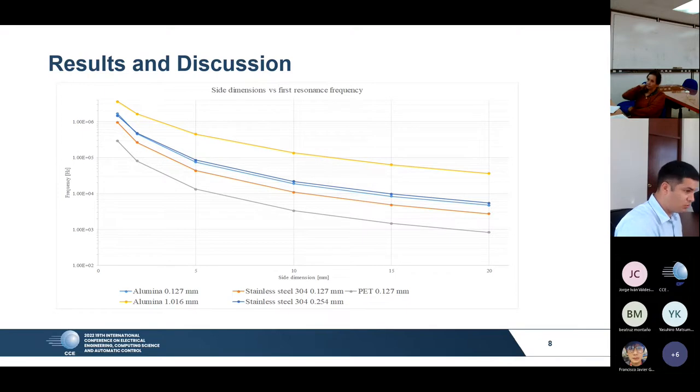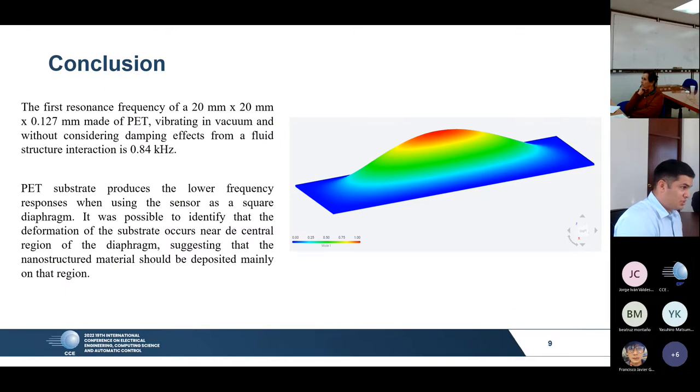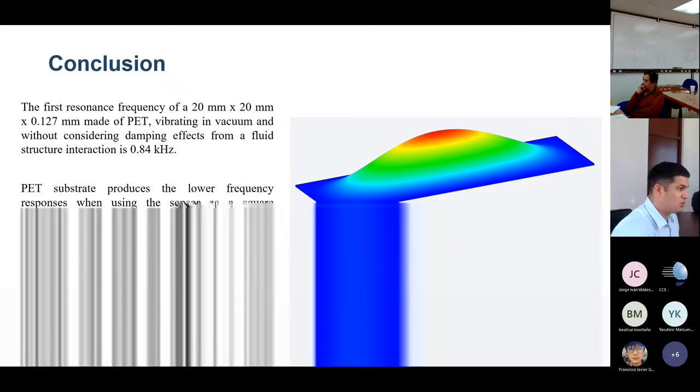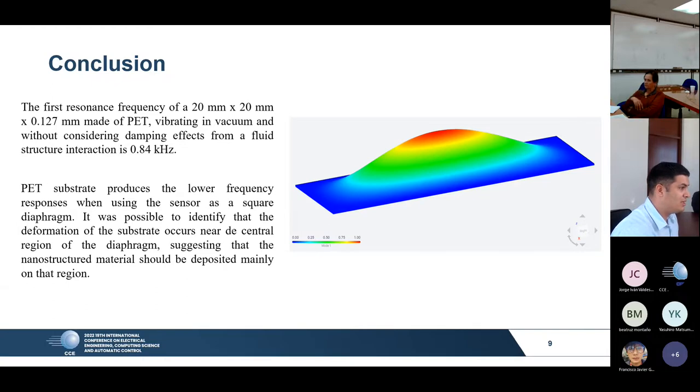In this way, we were able to select the 20 by 20 millimeters sensor made of PET as the substrate that we're going to use to deposit nanostructured material that works under the piezoelectric transduction mechanism. So the first resonance frequency of a 20 by 20 millimeters sensor made of PET vibrating in vacuum, without considering damping effects from a fluid-structure interaction, is 0.84 kilohertz. This PET substrate produced the lower frequency response when using the sensor as a square diaphragm, and it was possible to identify that the deformation of the substrate occurs near the central region of the diaphragm.